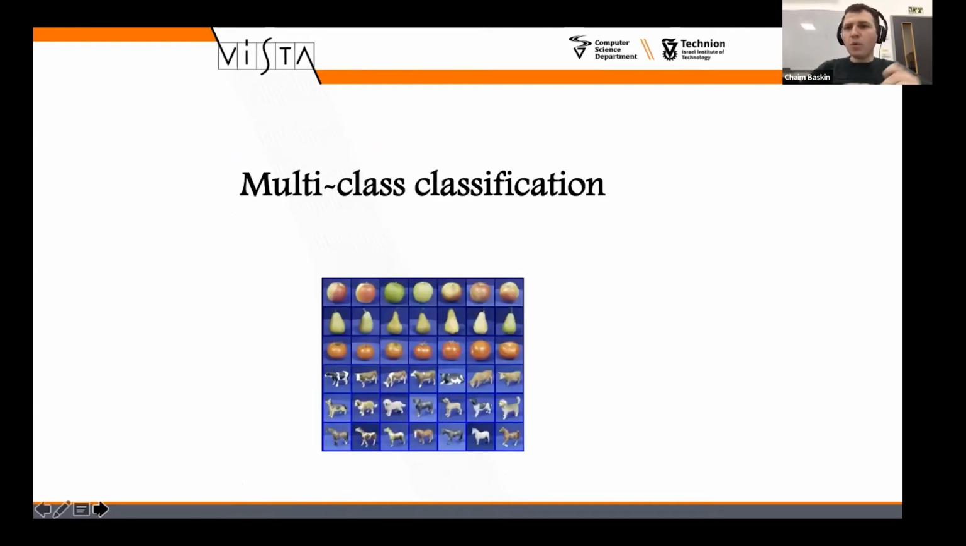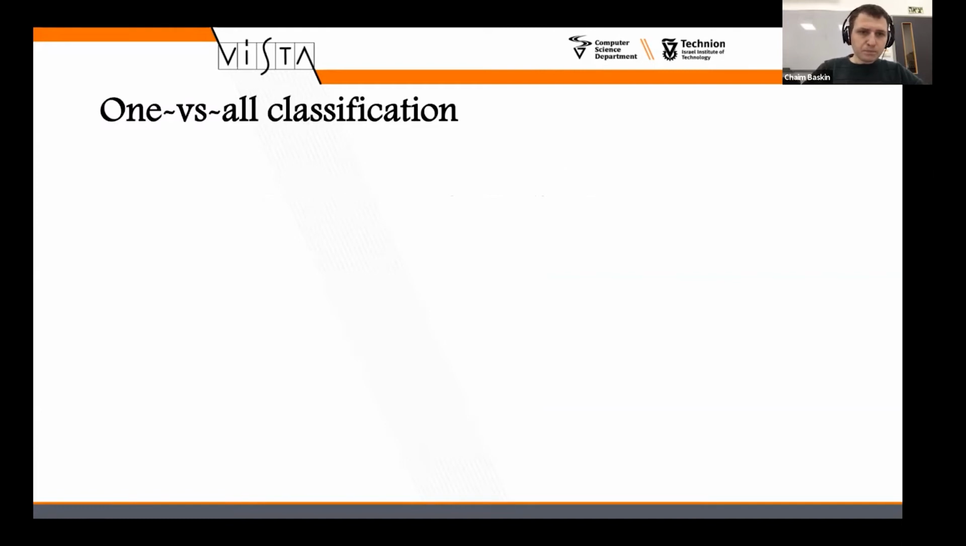Okay, so all these cases were for binary classification, when we have two classes, or when we want to distinguish between true and false. What happens when we want to extend this to multi-class? We want to train classifiers that are able to classify more than one object. Here we have an example of classification with five classes. We want to give a prediction of one of these five classes, correct.